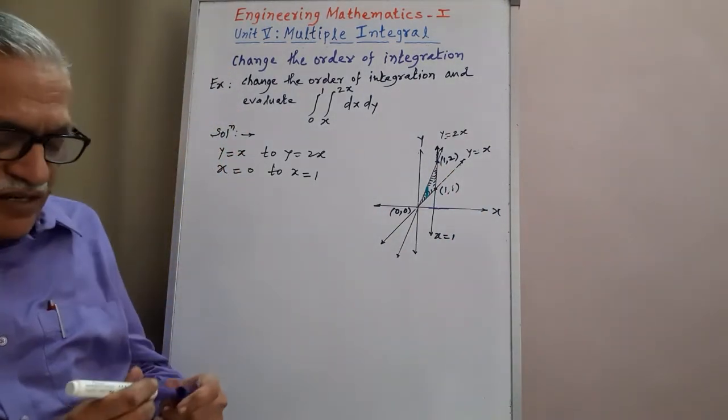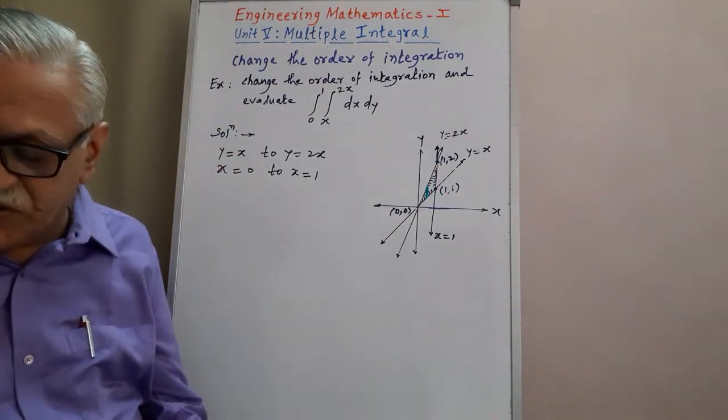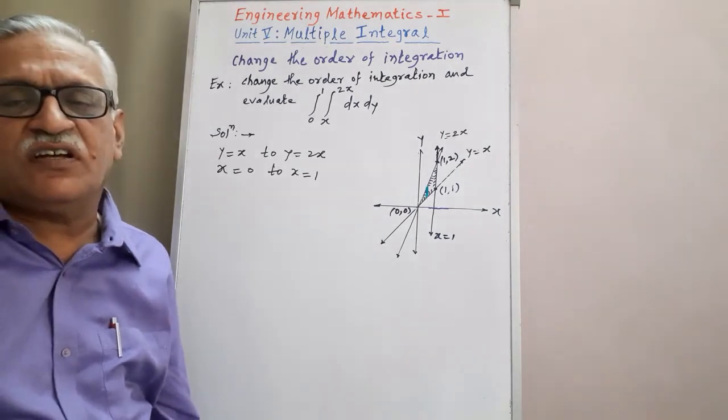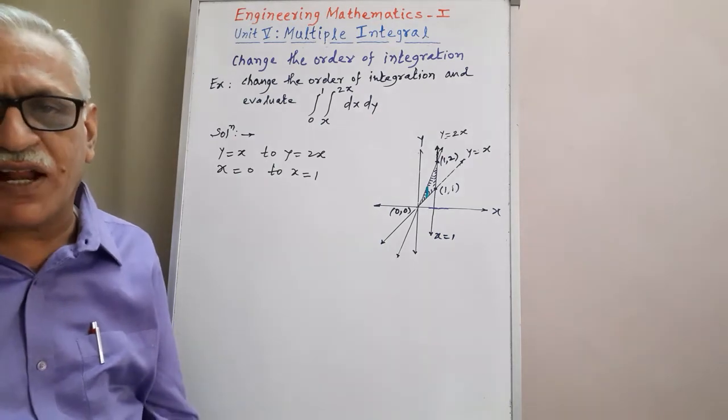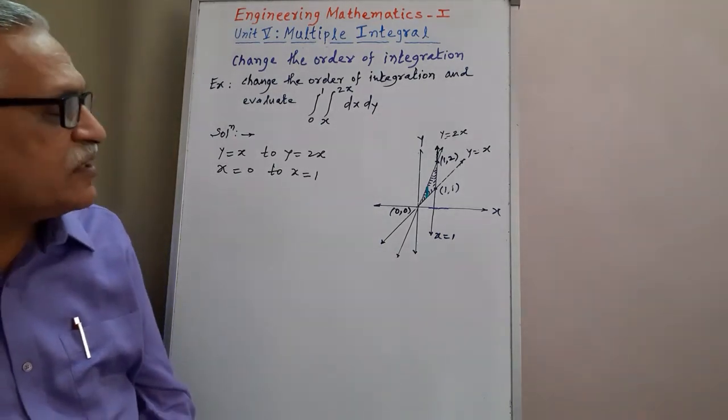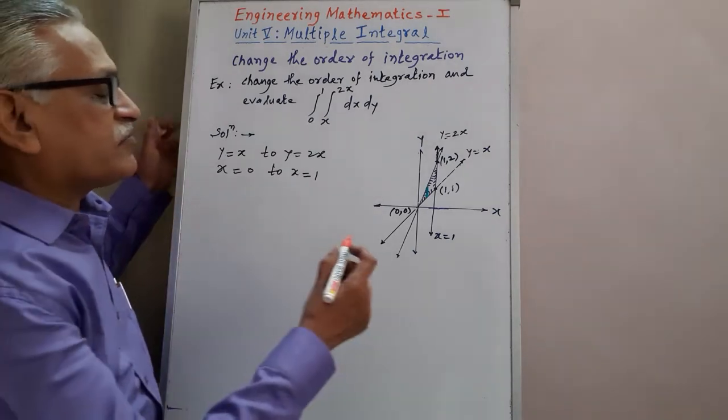Then we have to change the order. The original strip is parallel to y-axis. We have to change it. We have to make it parallel to x-axis, and therefore I will show that strip parallel to x-axis.